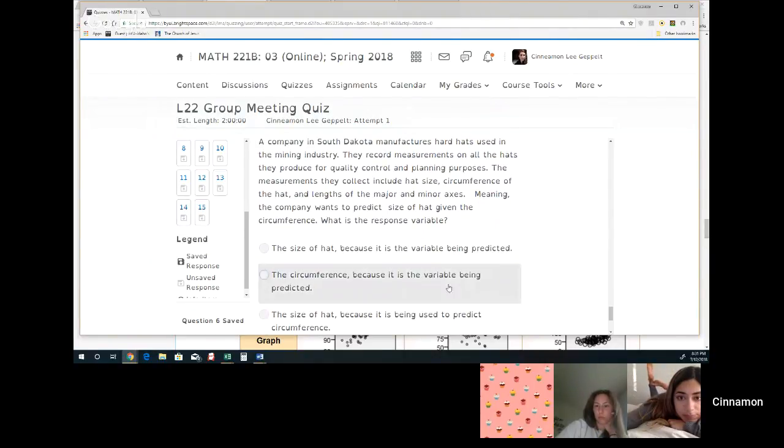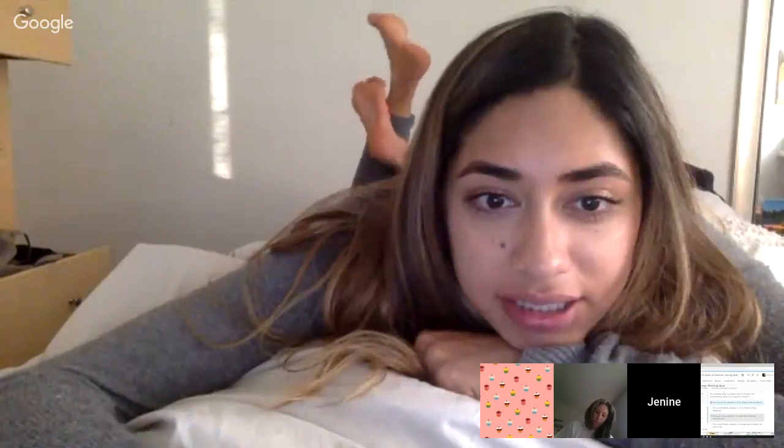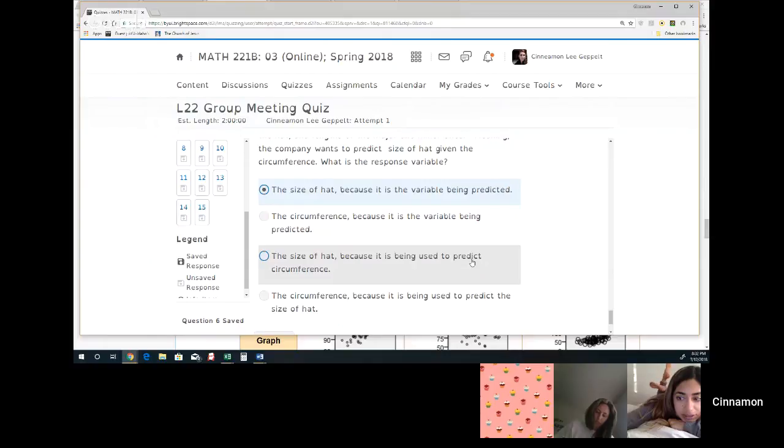Predict the size. Okay, so the response is the size of the hat, right? Because that would be why we're trying to figure out the size based on the circumference. Yeah, size of the hat, because it's being used to predict the circumference. Okay, size of the hat because it's being used to predict.